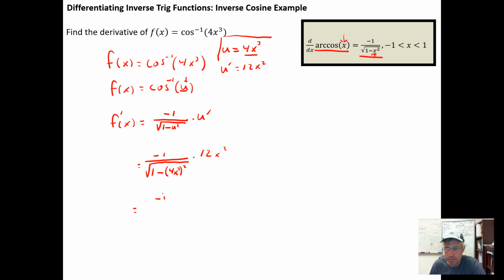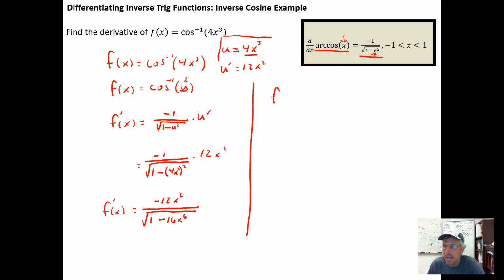So we're going to get -12x squared in the numerator all over the square root of 1 minus, where we need to square the 4, which is going to give us a 16. And then x cubed squared is going to be x to the 6. So we need to remember that when we raise an exponent to another exponent, we multiply the exponents. And I said it but didn't do it. So it's going to be 3 times 2 is 6. We're going to have x to the 6th power there. And that's as simplified as you can get it.